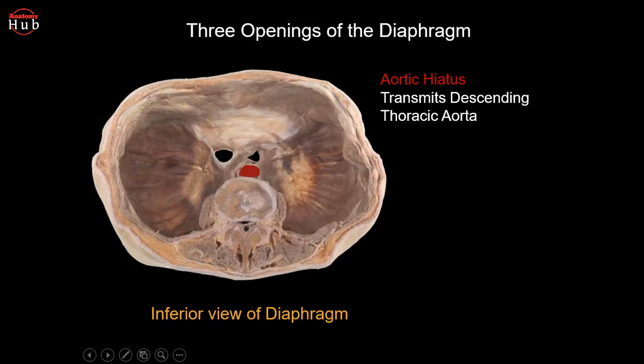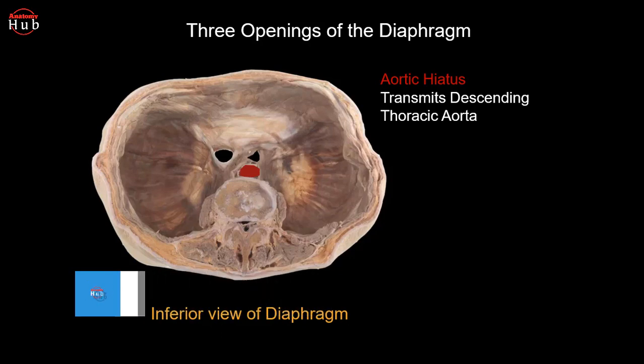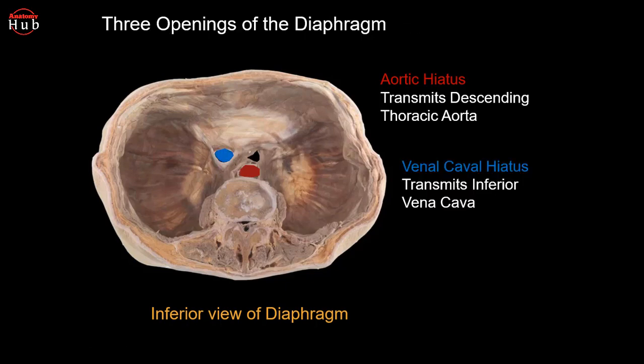This aortic hiatus is at the level of T12 thoracic vertebra, and it allows passage to the aorta, the thoracic duct, and the azygous vein. It is not only giving passage to the thoracic aorta, but also to the thoracic duct from the cisterna chyli, which is going upward. Like that, at the T8 level here in blue, you'll find the inferior vena cava opening.